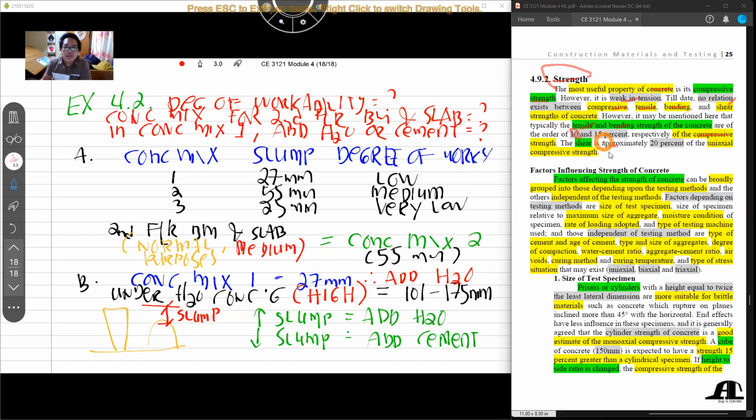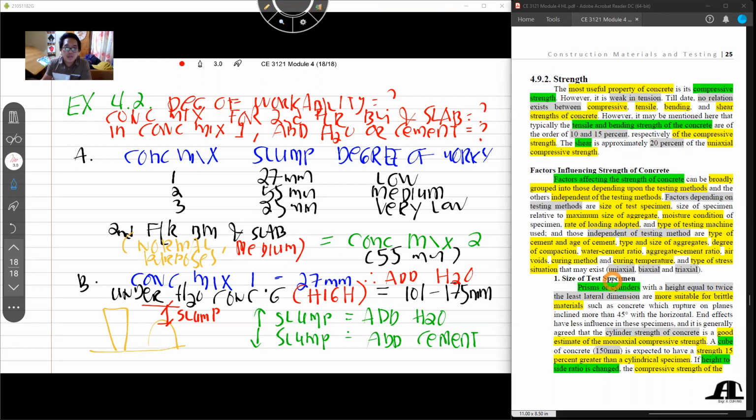If we compare the tensile and bending strength to compressive strength, it is like this. Tensile strength of concrete is only 10% of its compressive strength, as well as bending, it's only 15%. In terms of shear strength, it's only 20%. There are certain factors influencing the strength of concrete. In terms of strength of concrete, class, it's safe to assume that this is the compressive strength.